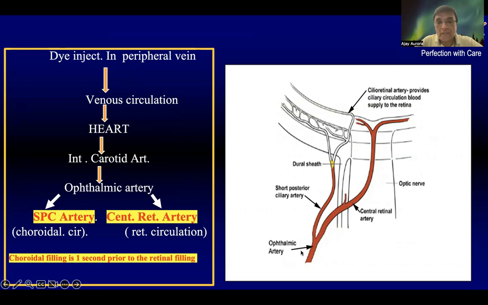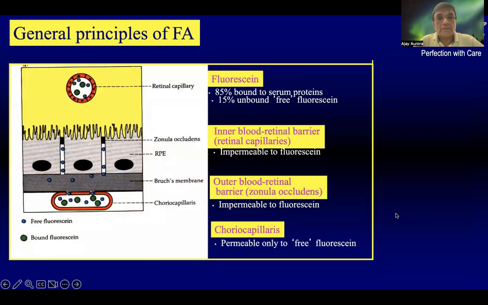Now you see here the ophthalmic artery, which is dividing into the short posterior ciliary arteries, which are about 20 of them around the optic nerve, and a central retinal artery. The central retinal artery is the source for the retinal circulation. So the short posterior ciliary arteries are the source for the choroidal circulation.